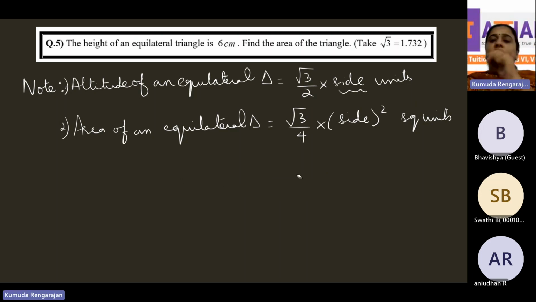You do it yourself. If you replace side with A, how will the formula read? Root 3 by 2 into A. So root 3 by 2 A units is the formula to find the altitude of an equilateral triangle. Next one is root 3 by 4 into side square. You replace that side with A. So it will be root 3 by 4 into A square units. That's the formula to find the area of an equilateral triangle. All right.